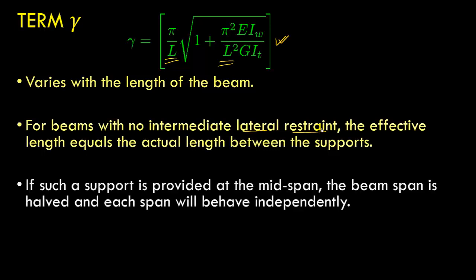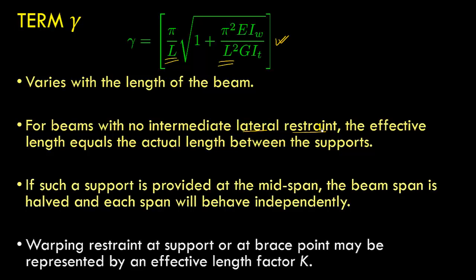If a support is provided at midspan, this means the beam span is halved and each span will be treated independently. So if we provide a lateral support in the middle, we will have half of the length, that is L by 2, and these two parts will be treated independently.